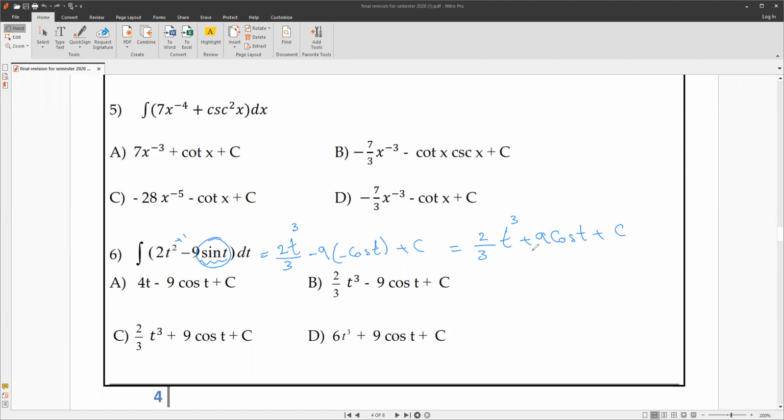So what is the correct answer? This one. It is wrong because the integration of sine t is negative cosine. Negative, negative, it will be minus negative, it will be plus. I hope it's so easy for you.